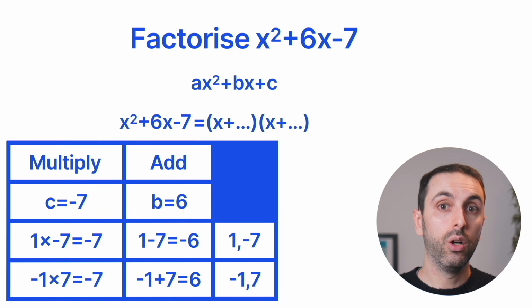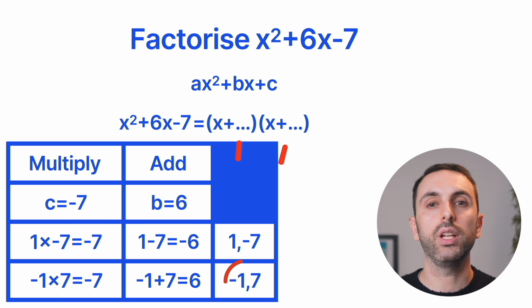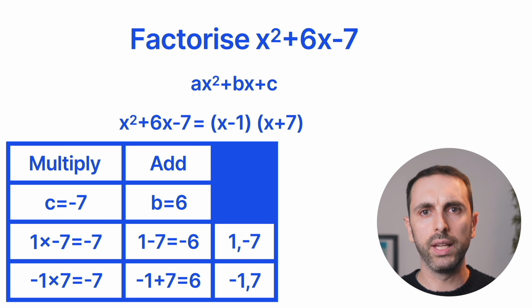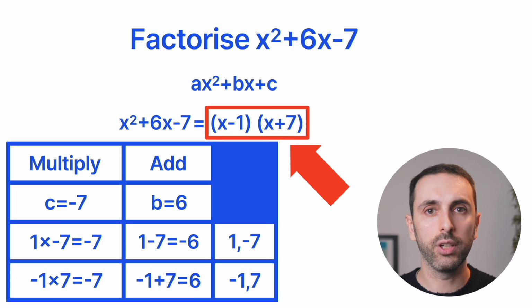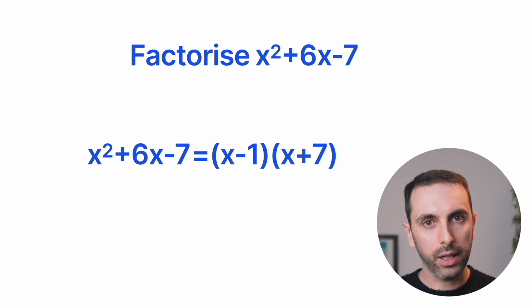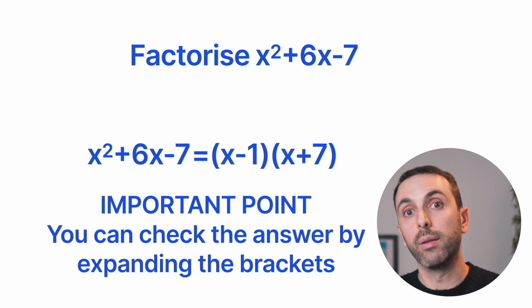All we need to do now is place those individual numbers in each bracket, and the order here doesn't matter whether you place the minus 1 or positive 7 in the first bracket, and that's the question complete. You can easily check whether this works by expanding the brackets.